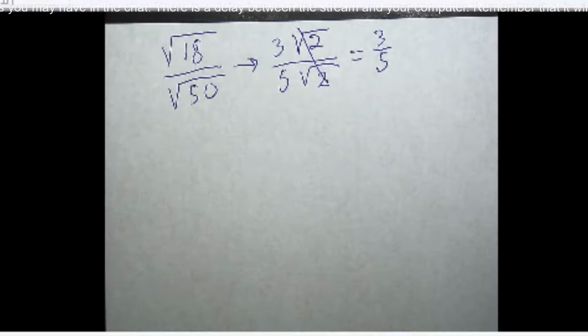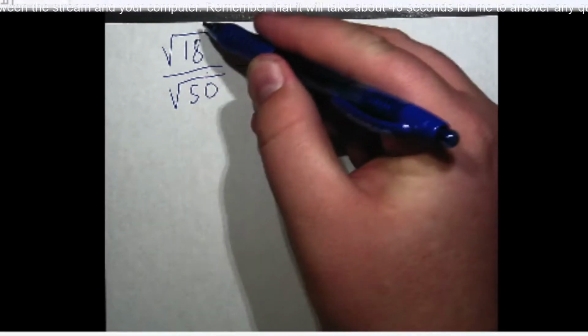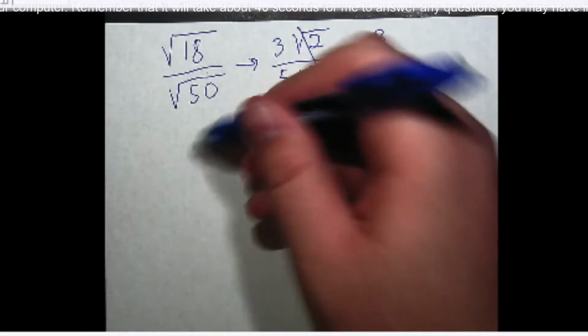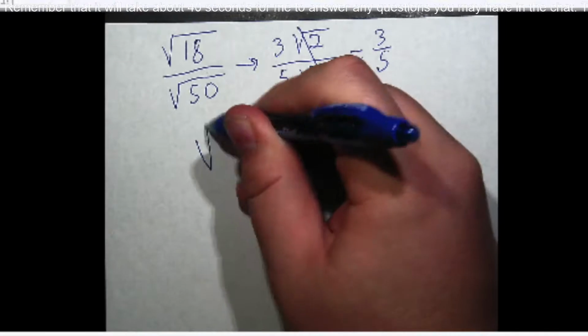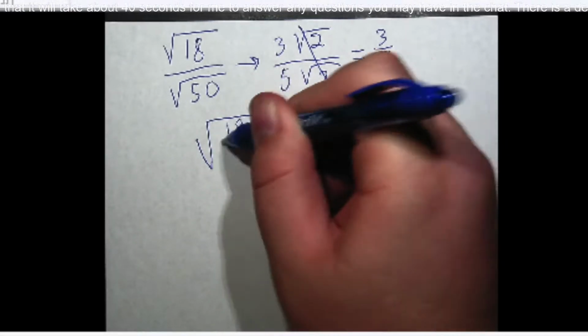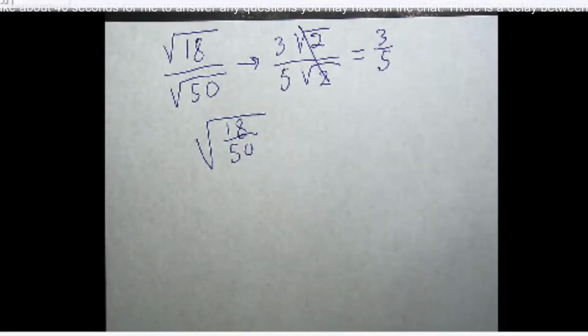But the other way we could do it is we could say, well, if we can multiply roots together to get a single root, then we could probably do the same thing with dividing, since dividing is basically the same as multiplying, just opposite directions. So we can make this into a single root of 18 over 50 and just deal with the fraction instead.